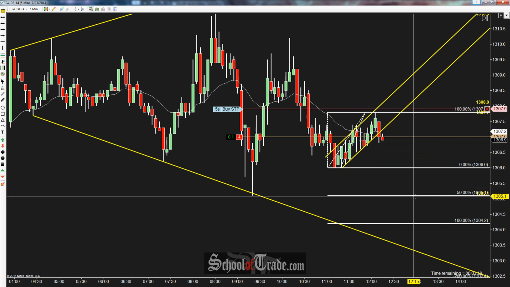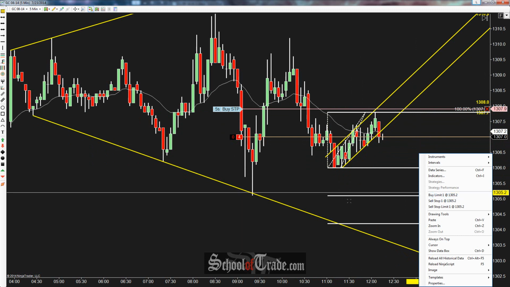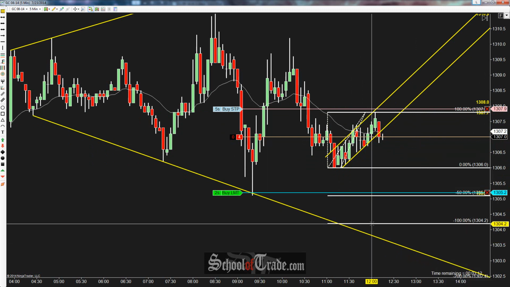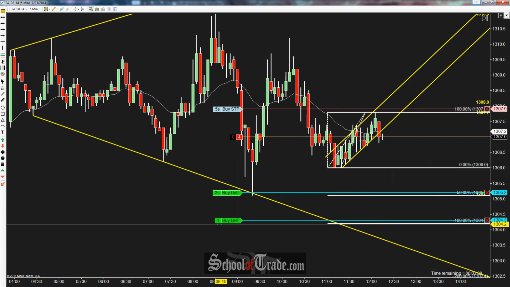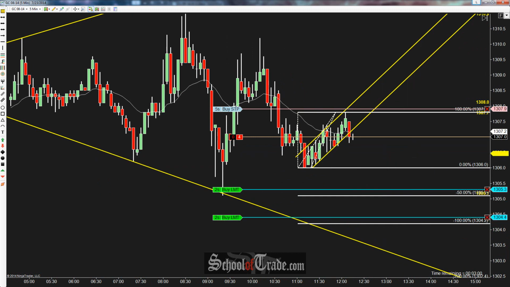First target's going to be here at 1305.1, so we'll go just a few ticks ahead of that one, and we'll place 2 contracts to get taken off there. And then the final target, 1304.2, we'll go just ahead of that as well, and we'll get that final target there. All in all, looking at this trade setup, the way that it looks right now actually gives us a relatively nice risk reward.